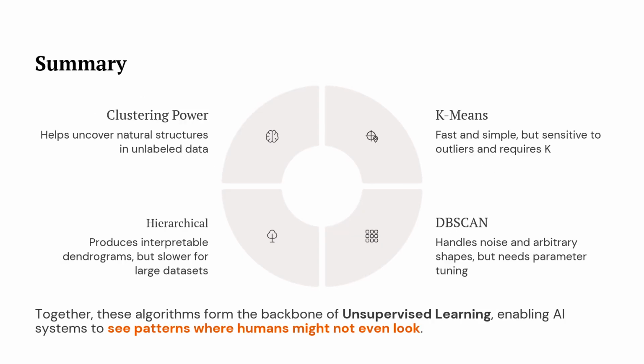Let us wrap it up. Clustering helps uncover the hidden structure in unlabeled data. It is how machines discover patterns all on their own. K-means is fast and simple, but it needs you to pick K and doesn't like outliers. DBSCAN handles noise and irregular shapes beautifully, though it needs careful tuning. And hierarchical clustering builds clear tree-like structures, easy to interpret, but slower on big datasets. Together, these algorithms form the backbone of unsupervised learning, empowering AI to see patterns where humans might not even look.